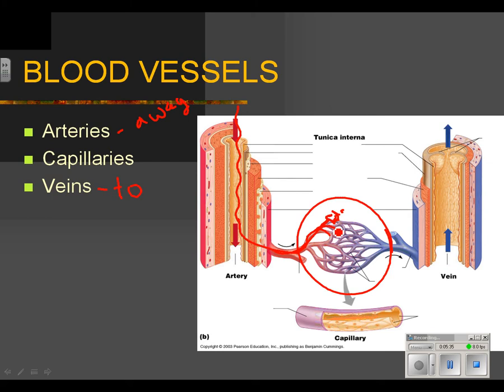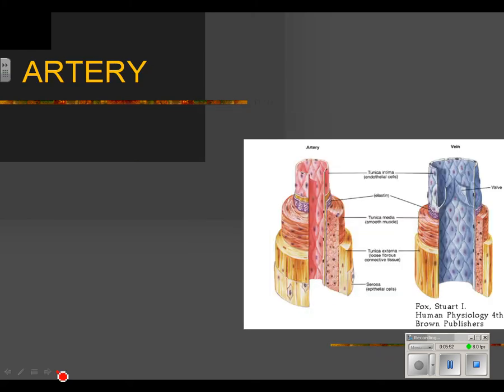So there's all these different pathways that the blood could take to unload its oxygen, pick up CO2, and then in a vein, and the vein is a one-way street back to the heart. Let's take a look at each of these in a little detail.